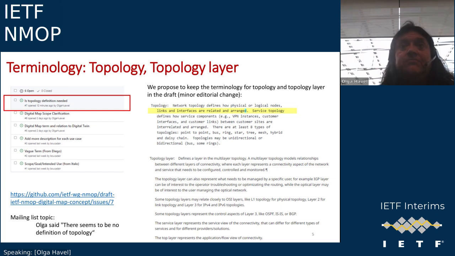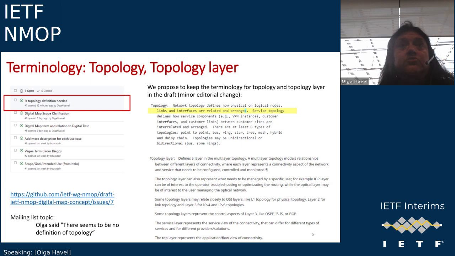So what I did is I made some minor changes and just wanted to remind you how we defined it in the draft, and that we defined two terms. One was topology, and then one of the feedbacks was to explain what layer is, because it wasn't defined anywhere. So we added the definition of topology layer. These are the two definitions, and this is the initial proposal for the definition.